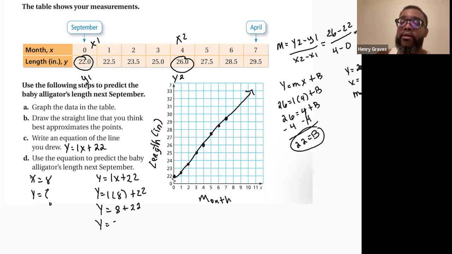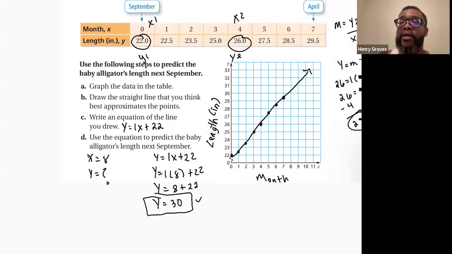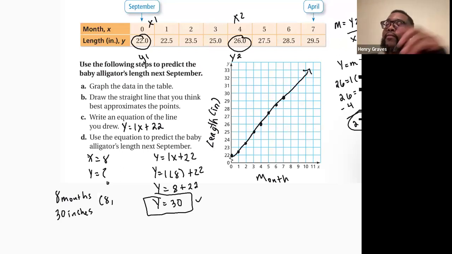So yeah, that makes perfect sense, by the way. So basically, I'm saying on letter D, when the x is equal to 8 inches, the baby alligator is going to be 30, no, not 8. Oh my gosh, that's so stupid of me. I say 8 inches. I meant to say 8 months. At 8 months, the alligator is going to be 30 inches. Or 8,30. So that's the first problem. Not too bad, right?